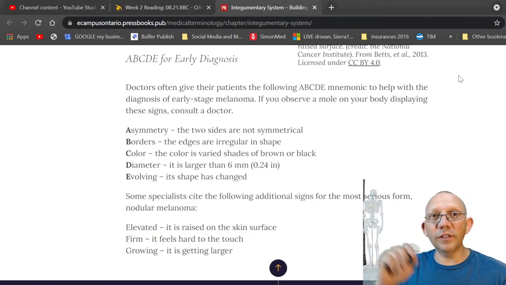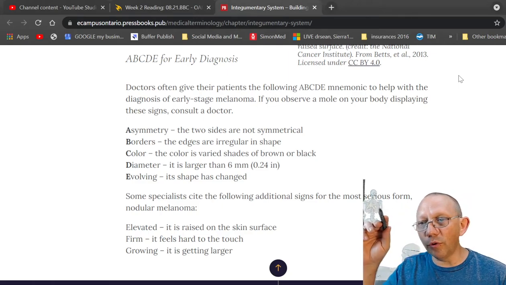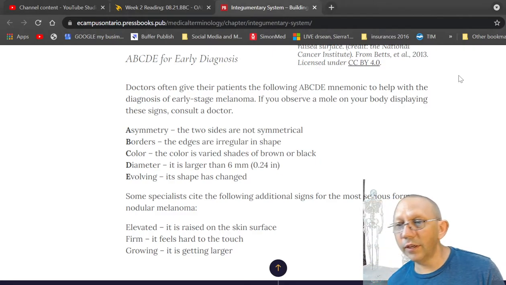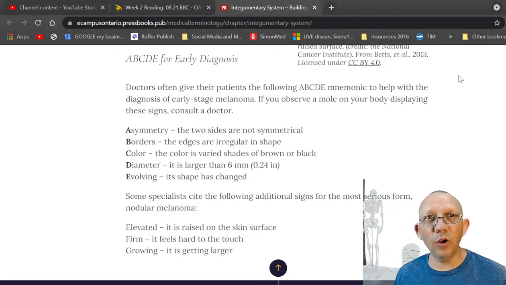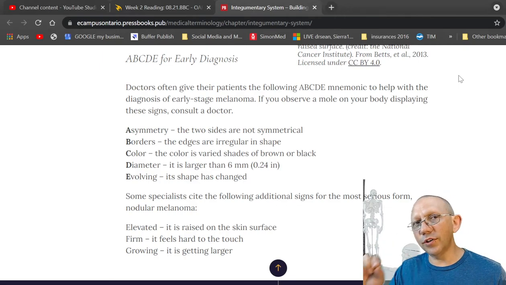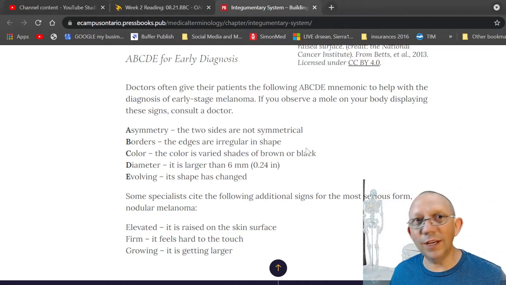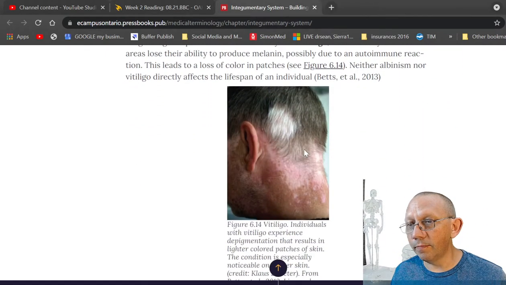B is for border. Is the border smooth, or is it irregular? Irregular is not good. C is color. Brown, black are okay, but if it has different shades, that's not good. D is diameter, larger than 6 millimeters, about that far. And E is evolving, shape has changed. Does it change? You don't want them to change.